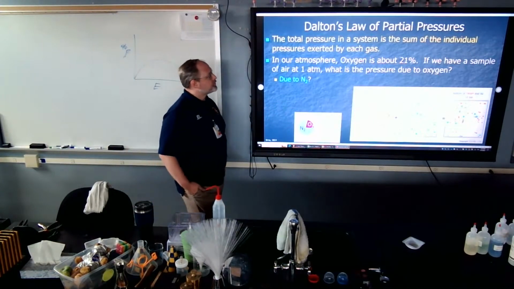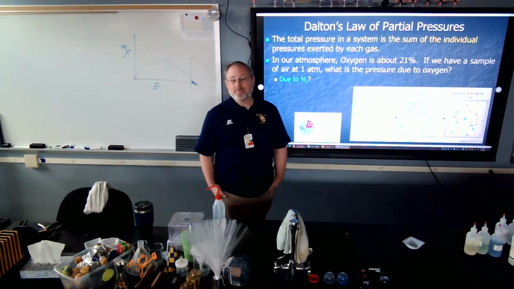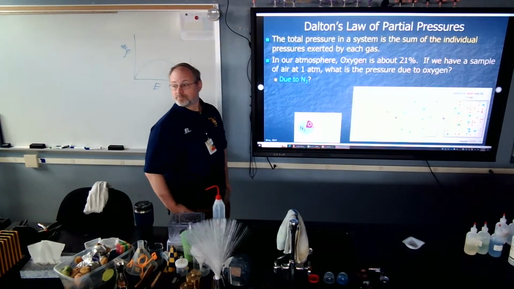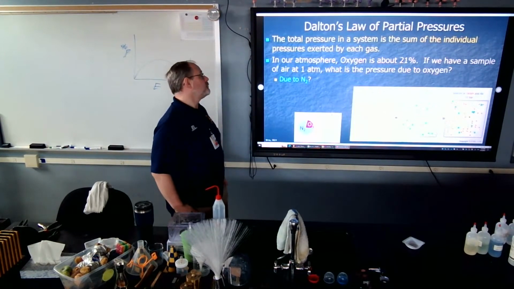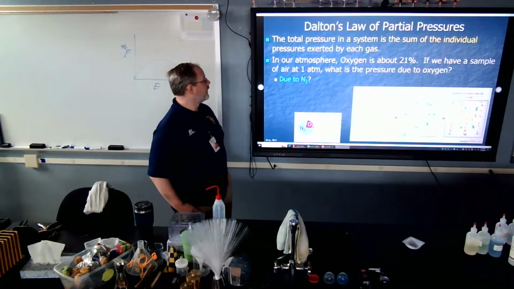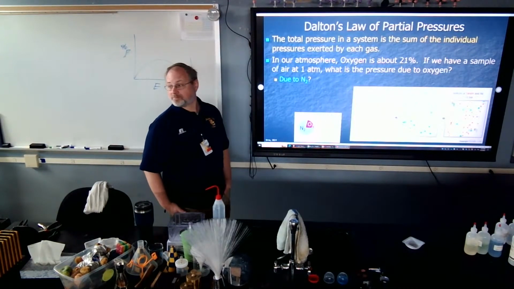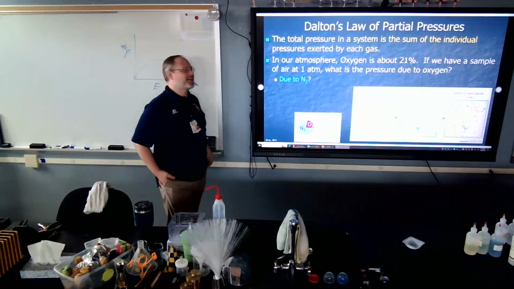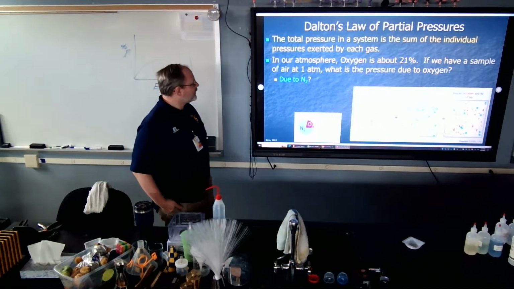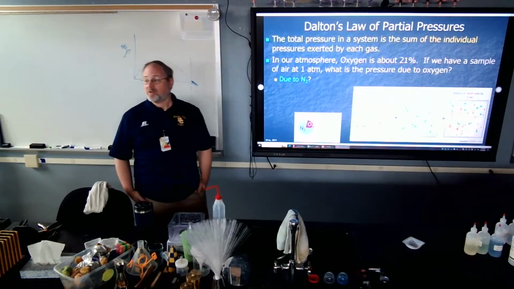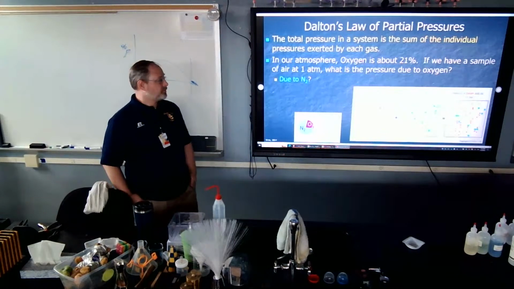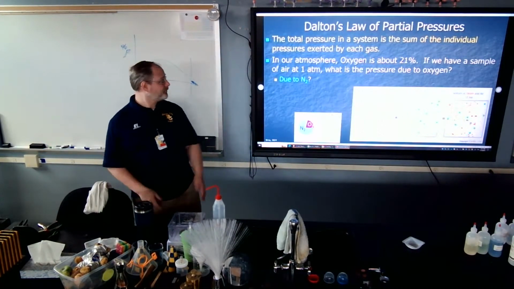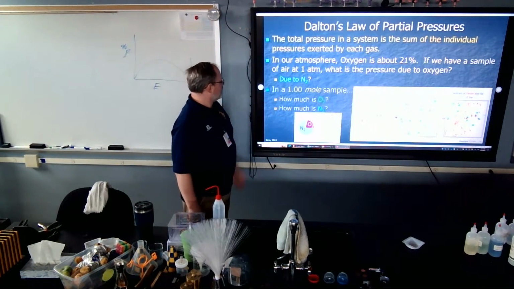So in our atmosphere, oxygen is 21%. If we have a sample of gas at 1 atmosphere, what does the pressure do to just oxygen? 0.21, exactly. 21% of the 1 atmosphere. And what's the pressure do to just nitrogen? 78%. Good. Do you remember nitrogen 78%? Nitrogen is 78% of our air. So if we have 1 atmosphere, we have 0.78 atmospheres of nitrogen. Not terribly complicated.